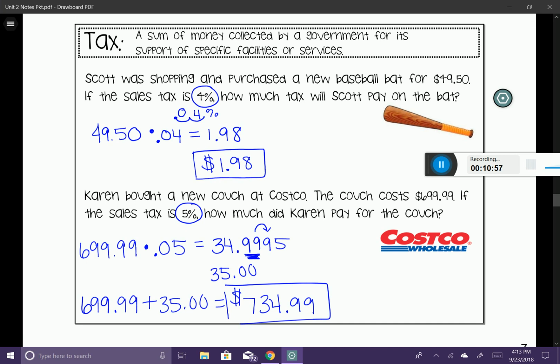So you can see, just because the price is $699.99 doesn't mean that's how much is going to come off her credit card. There's actually going to be a little bit more, which is the tax.